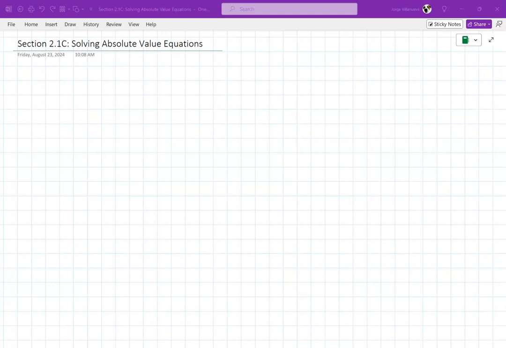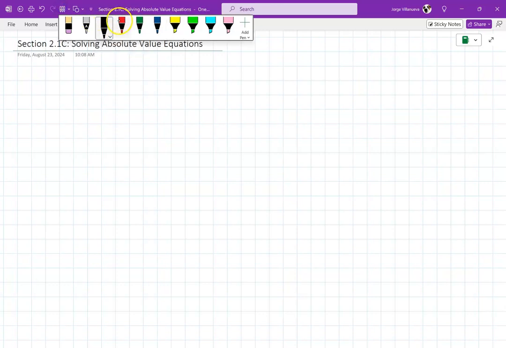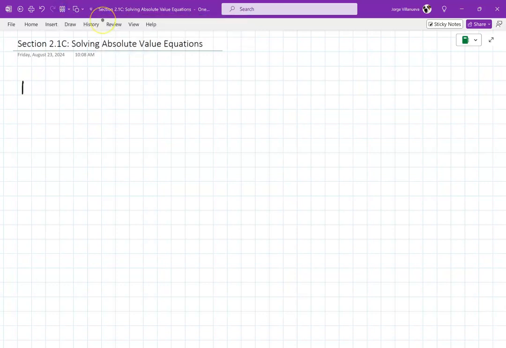All right, so we're going to be doing section 2.1c, like I mentioned earlier, solving absolute value equations. Now, when we do absolute value equations, we have to know a couple little things. First thing you guys have to know is that absolute values return, in other words, the answers, positive answers.